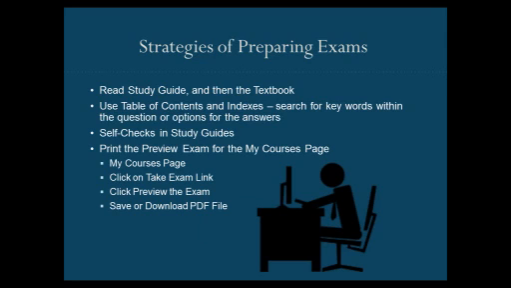The last part is being able to preview the exam. When you're ready to take the test, you've read the study guide, read the textbook, and completed those self-checks, then you can go to that preview exam and see the 20 multiple choice questions that you're going to be asked to answer as your grade. And that's how all these strategies work together, particularly using the table of contents and the index to search for some of those keywords within the questions.